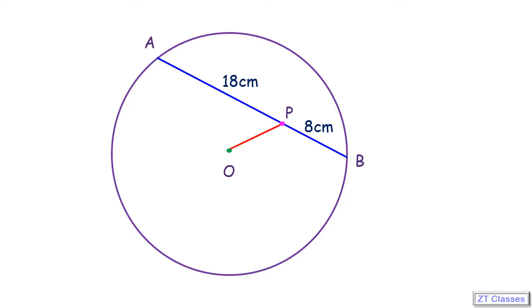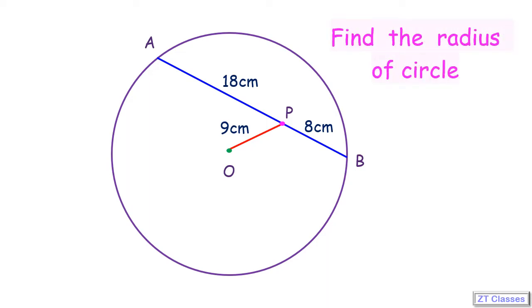Let's see today's question. Given to us is a circle with center O. AB is a chord and there is a point P on this chord AB such that the length AP is 18 centimeter and the length PB is 8 centimeter. The distance of point P from the center O is 9 centimeter. From this data, we have to find what is the radius of the circle.